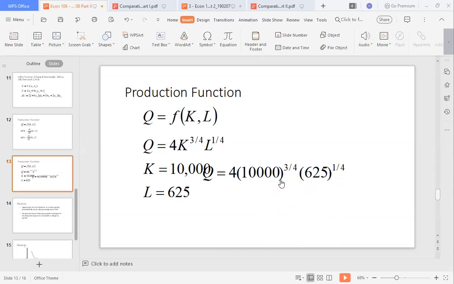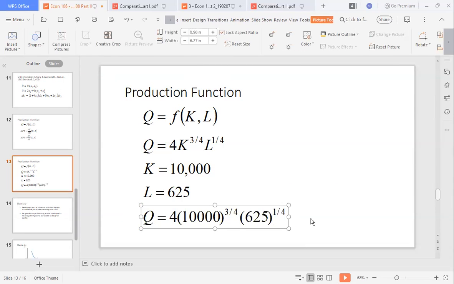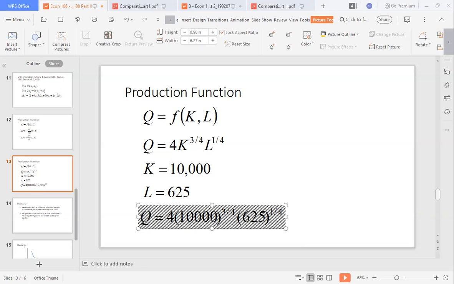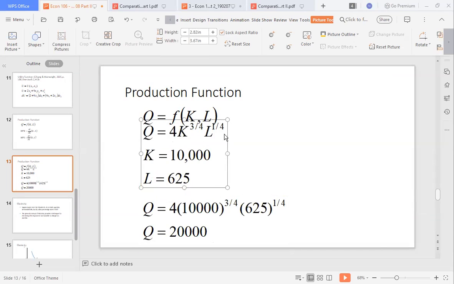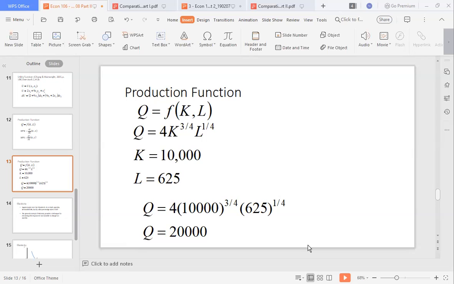Okay. So in that case, Q would be equal to 4 times 10,000. Again, 10,000 is K here, raised to the power of 3 over 4, multiplied by 625. 625 is our labor, raised to the power of 1 over 4. No, we're not doing total differential yet. We're still getting Q here. So which means to say that Q is equal to 20,000. I have not yet asked the total differential of Q, but rather I asked what is output.